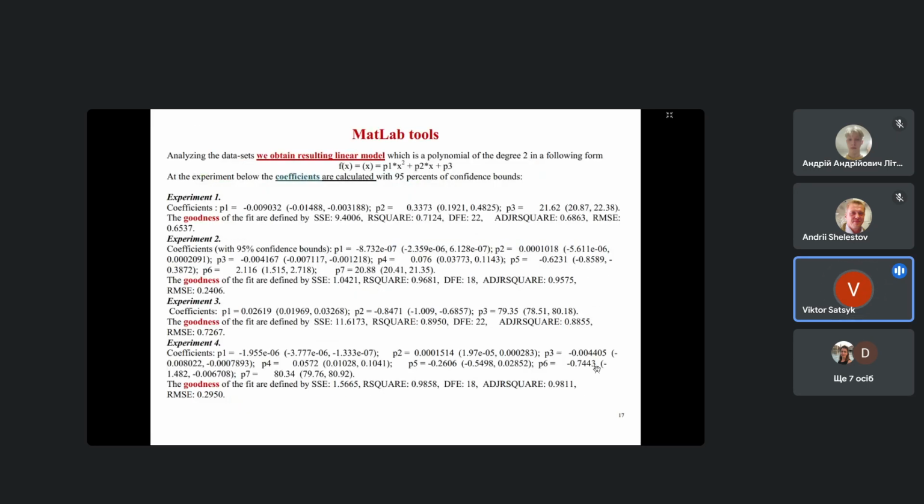Using MATLAB tools to analyze the data sets, we obtain the result as a linear model, which is a polynomial of degree 2 in the following form. As in the experiment below, coefficients are calculated with 95% confidence bounds. Using the available MATLAB tools, we calculate the values of daily climatic values. In order to predict the behavior of climatic parameters, we make the mathematical modeling using MATLAB, as on figure 14.